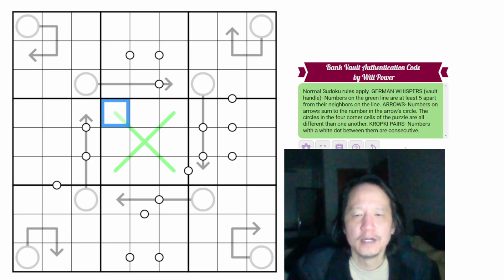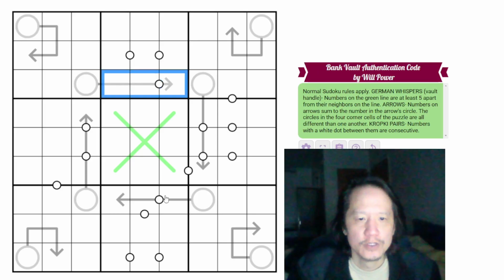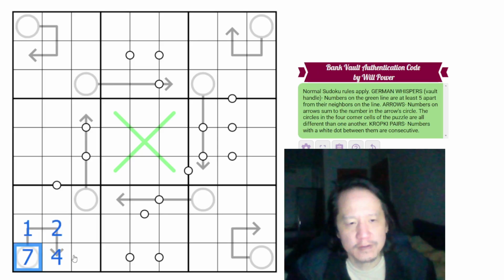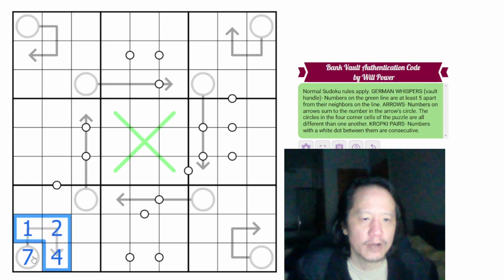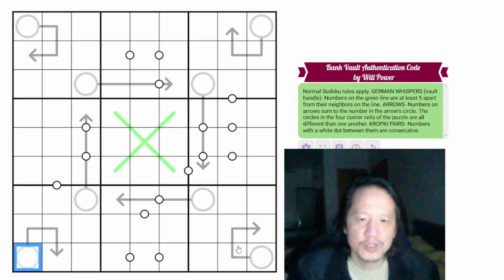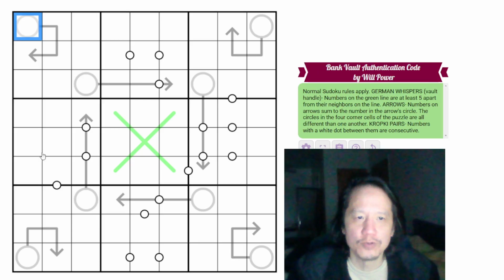Anyways, that's German whispers. Arrows. Numbers on arrows sum to the number in the arrow circle. So therefore, an example of this could be 1, 2, and 4, which would add up to 7, right? So these 3 digits on the arrow add up to what is in the circle, which is 7. And that's an example of how arrows work. The circles in the 4 corner cells of the puzzle are all different than one another. So these 4 cells must actually be different than each other. So that actually gives you a specific clue too.